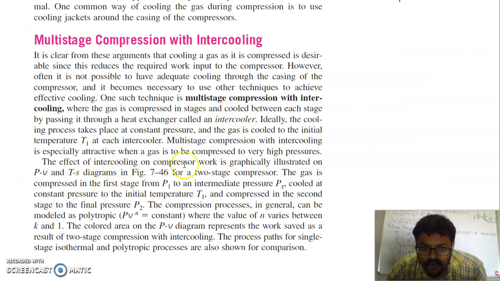So the effect of intercooling on compressor work is graphically illustrated on the PV and TS diagrams. For a two-stage compressor, the gas is compressed in the first stage from P1 to an intermediate pressure Px, cooled at constant pressure to the initial temperature T1, and compressed in the second stage to the final pressure P2. The compression process in general can be modeled as polytropic, where the value of n varies between k and 1. The colored area on the PV diagram represents the work saved as a result of two-stage compression with intercooling.